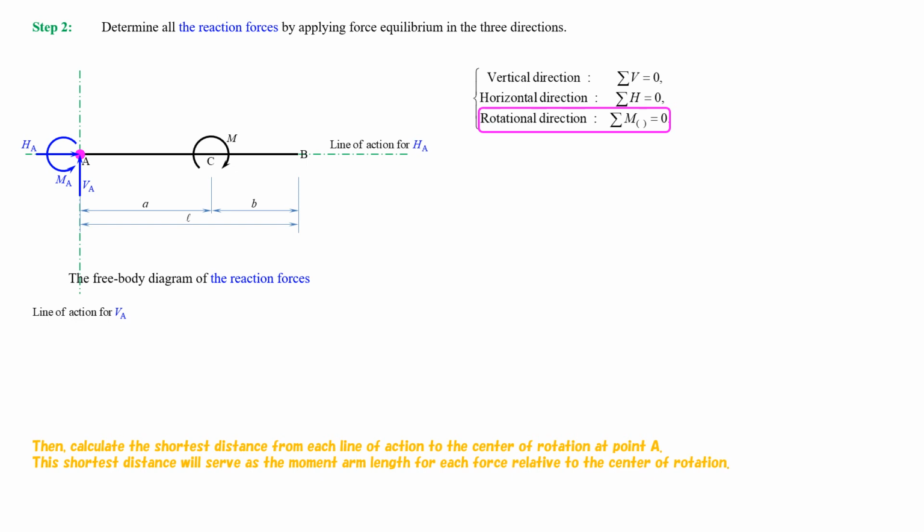Then, calculate the shortest distance from each line of action to the center of rotation at point A. This shortest distance will serve as the moment arm length for each force relative to the center of rotation. Since the line of action for the reaction force VA passes through point A, the arm length is 0. Similarly, the line of action for the reaction force HA also passes through point A, so its arm length is 0.